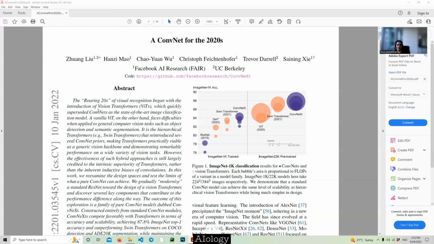The paper starts with these sentences: the roaring 20s of visual recognition began with the introduction of vision transformers, and they quickly superseded ConvNets as the state-of-the-art image classification. However, vanilla vision transformer faces difficulty when applied to general computer vision tasks such as object detection and semantic segmentation. And therefore, the Swin Transformer is announced, which is the hierarchical transformer, and it could show that transformers can be practically viable as a generic vision backbone, demonstrating remarkable performance on a wide variety of vision tasks.